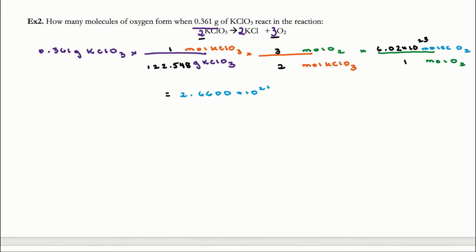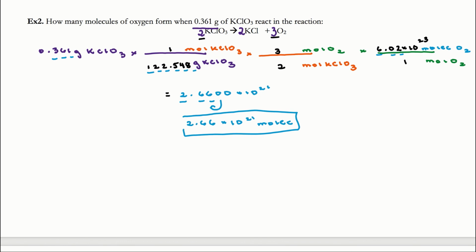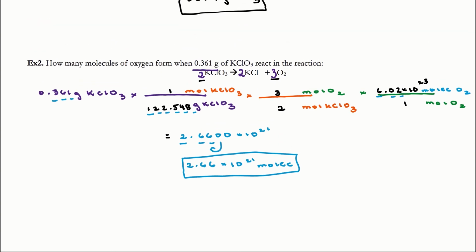Keep in mind, I want 1, 2, 3 significant figures. This has 6, which is way too many. 0.361 has 3, so I'm going to round this to 3 sig figs. 1, 2, 3. So I have 2.66 times 10 to the 21st. And my units here are going to be molecules. And I am done. So really the only new thing in this lesson was my mole-to-mole conversion, because otherwise the other conversions we have already done.